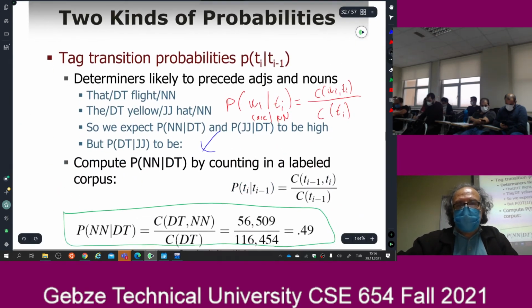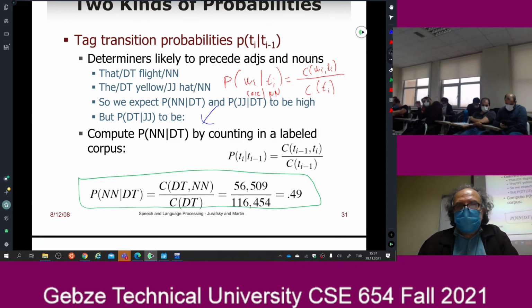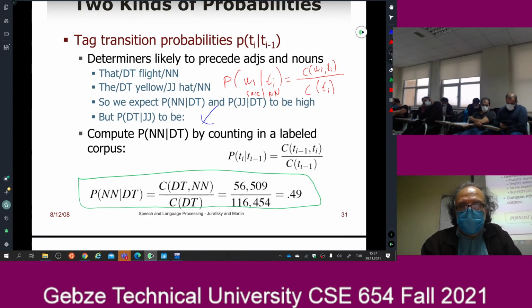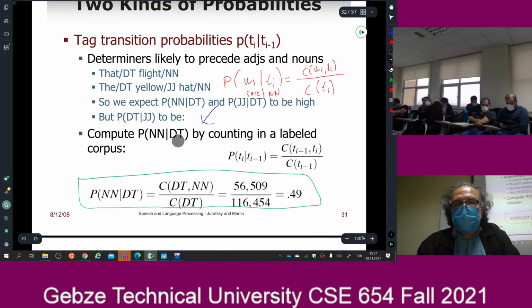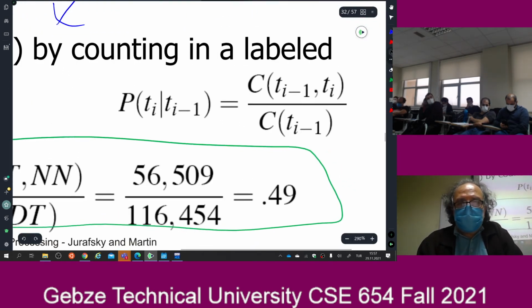Two kinds of probabilities. One is this: given the previous tag, what is my next tag? And if you have such a marked data set, it is easy to calculate it. So how do I do this? Given determiner, what is the probability of the next tag being a noun? How do I do this? I count all the, this is determiner and noun.